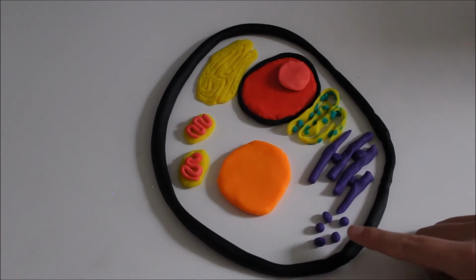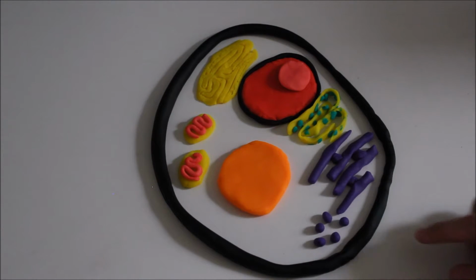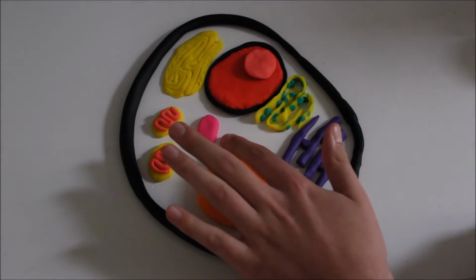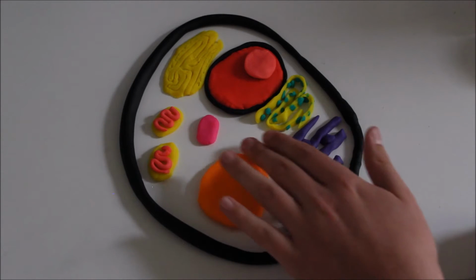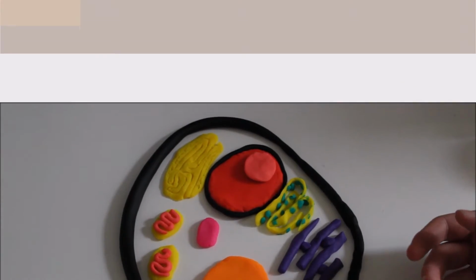The secretory vesicles are cell secretions which are packaged within the Golgi Apparatus and transported for release at the surface of the cell. For our last organelle, we're going to be talking about lysosomes. Lysosomes contain enzymes necessary for intracellular digestion. Lysosomes are much more common in animal cells, which is why I've only put one in this plant cell.